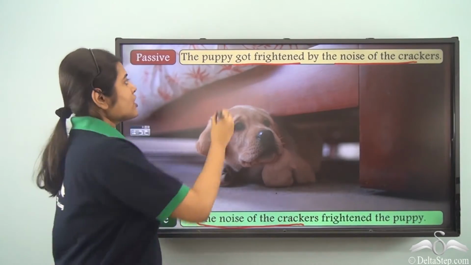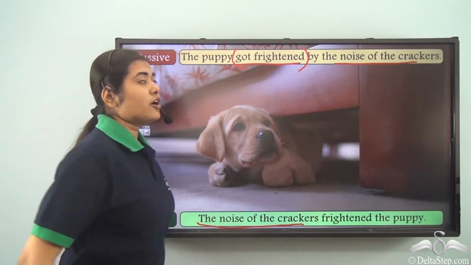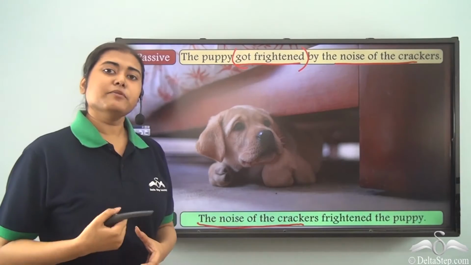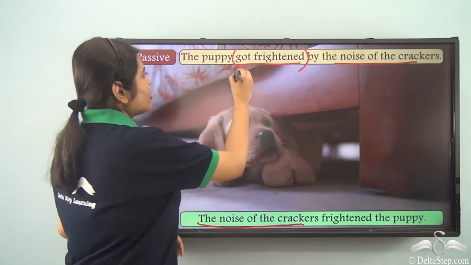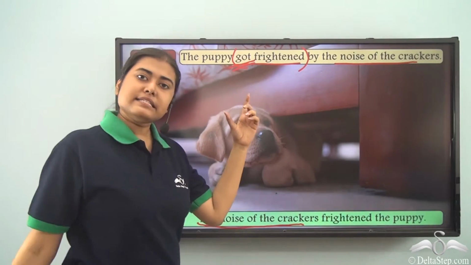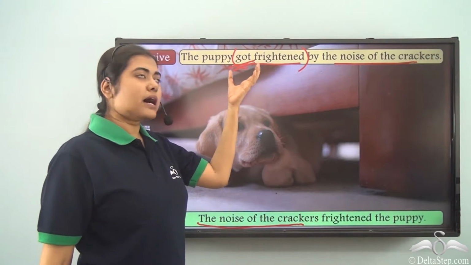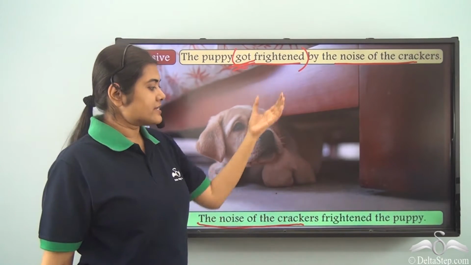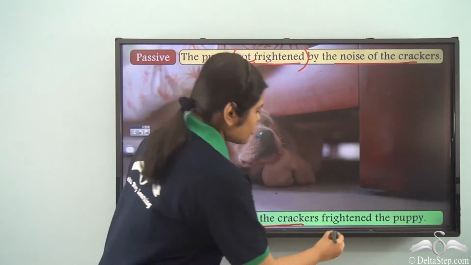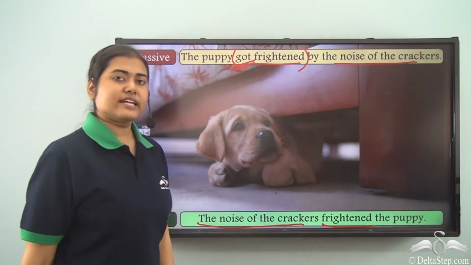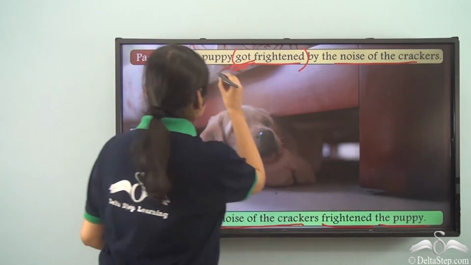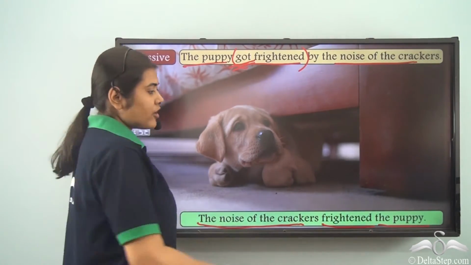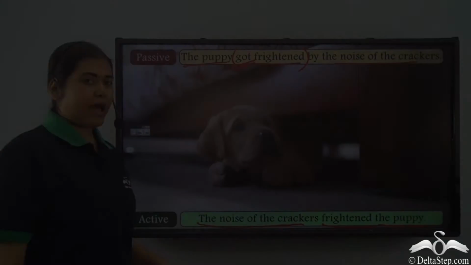Now the verb is got frightened. Now here what do we see? We do not have the be verb. Instead we have the get verb. Here got is in the past tense. So we need a past tense form of the verb frightened in our active voice. So the simple past tense of frighten is frightened, and then we have the object. So the puppy is the subject in passive voice. It becomes the object in active voice.